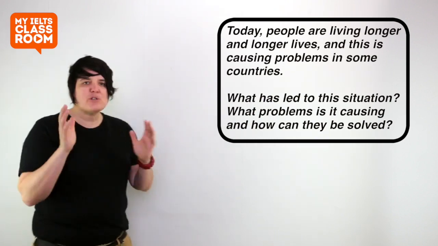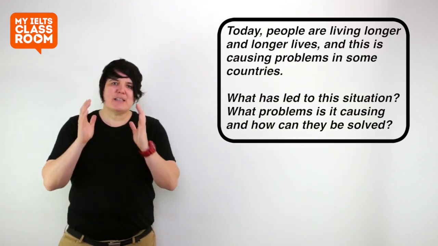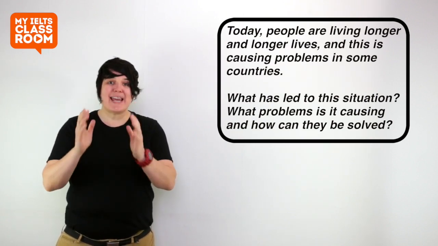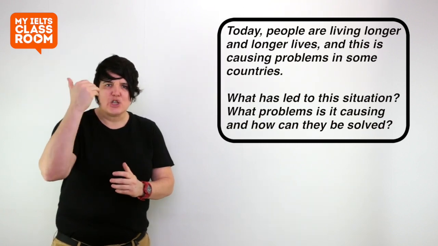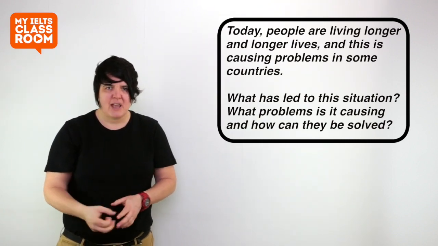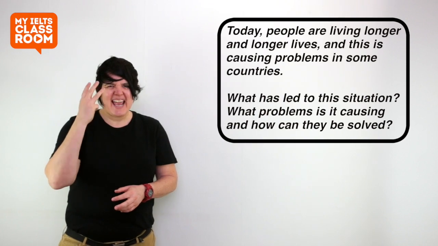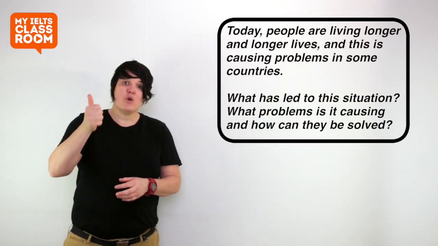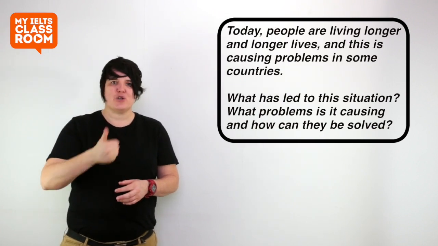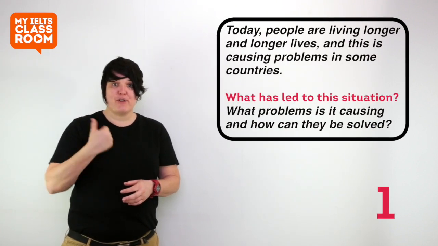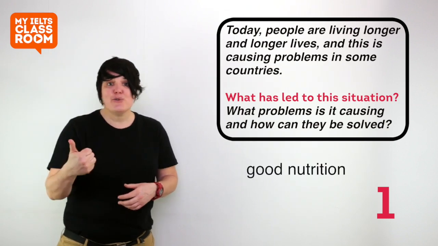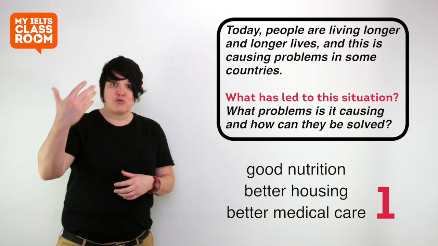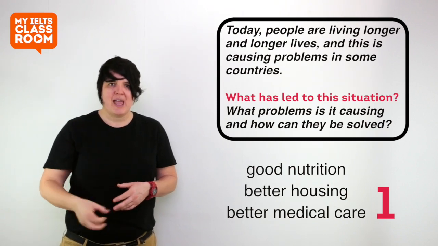Okay, so in this question, how many different parts are there in this task? How many parts do we need to address? How many do you think? 3. It's quite obvious for this question. We need to talk about what's causing this situation. Why are people living for longer and longer? It could be good nutrition, better housing, better medical care, but you must address this inside your essay.